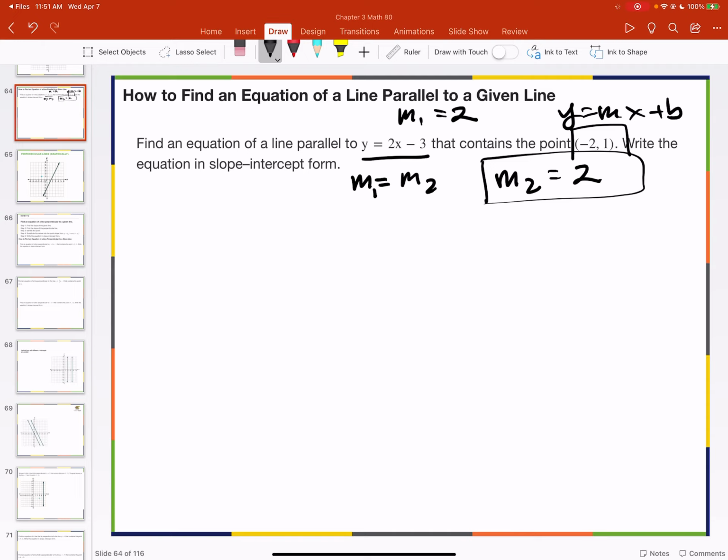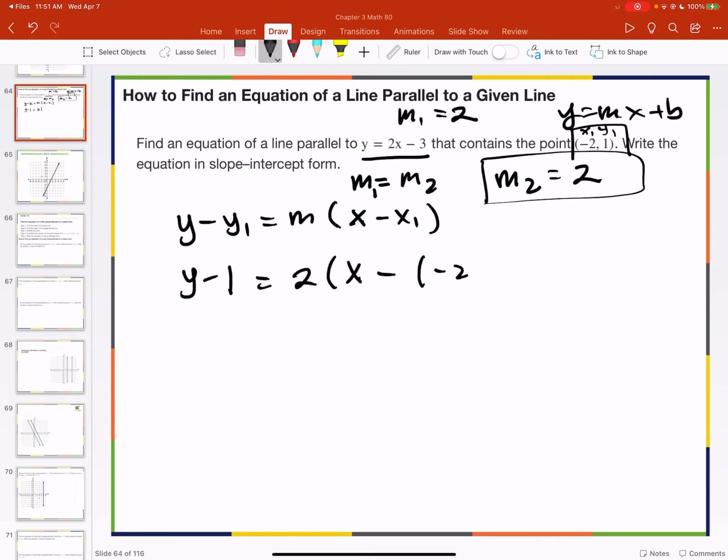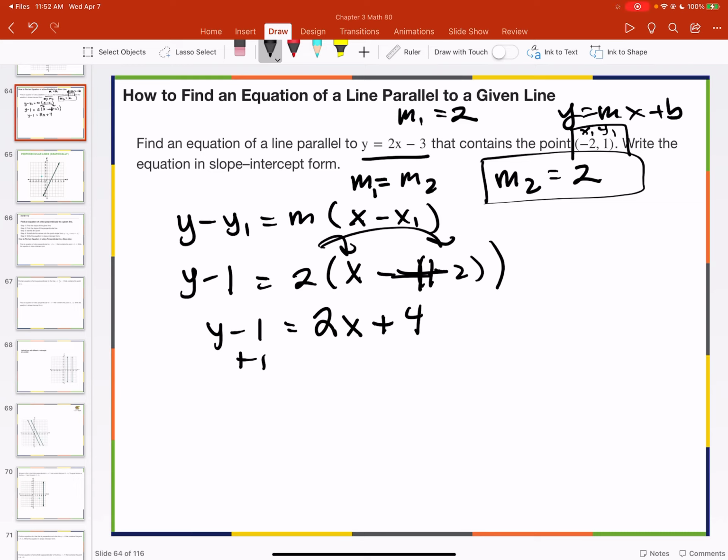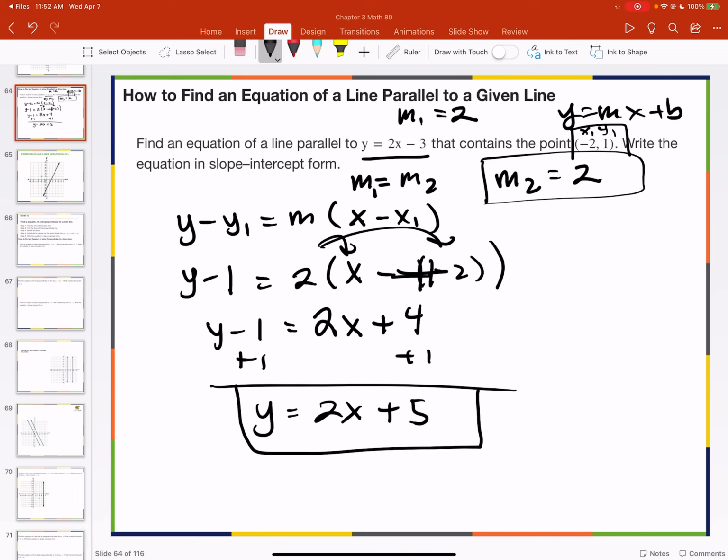If you said point-slope formula, you can give yourself a pat on the back, because that's what we're going to use. y minus y1 is equal to m times the quantity x minus x1. What's (x1, y1)? That's my point, and m is your new slope. So y minus 1 is equal to 2 times the quantity x minus -2. Don't forget your extra parentheses. This becomes a positive. y minus 1 is equal to, distributing the 2, 2x plus 4. Then add 1 to both sides, and we get y equals 2x plus 5, and we're done.